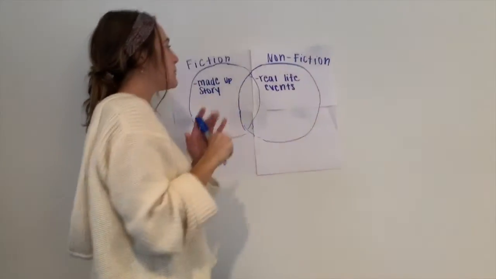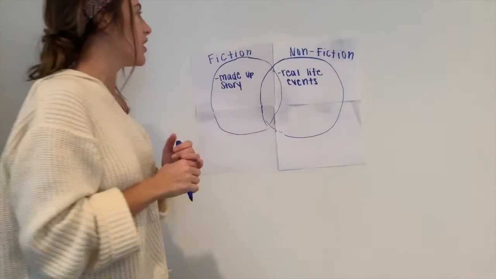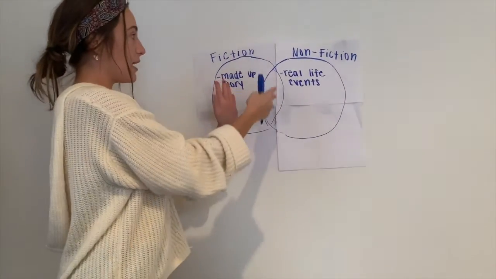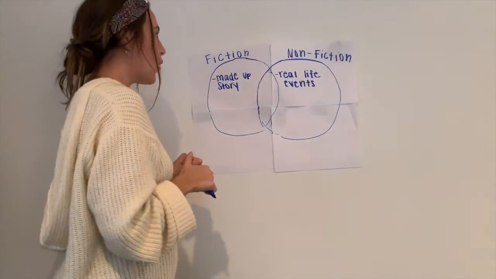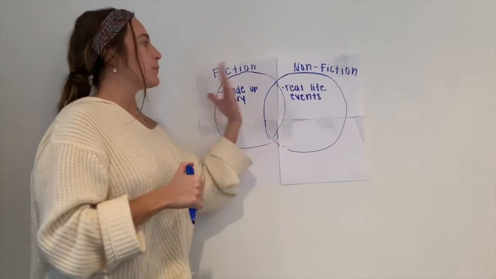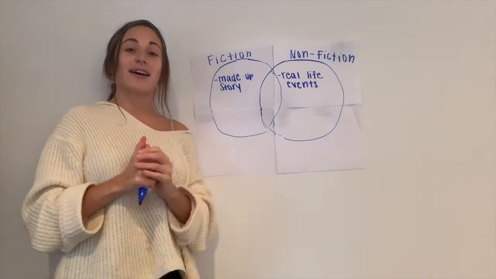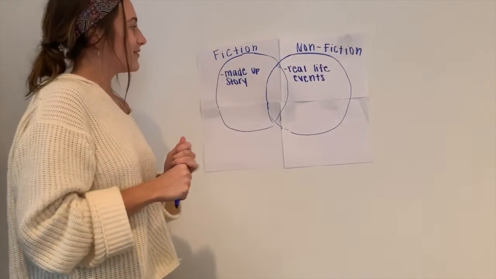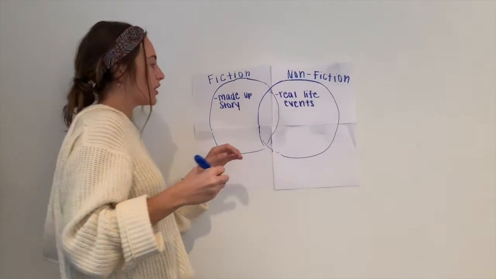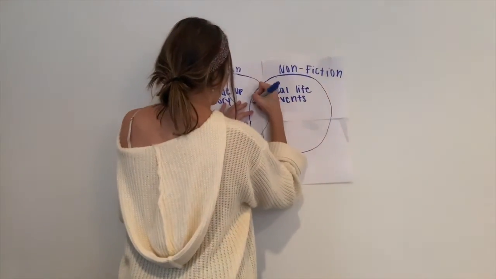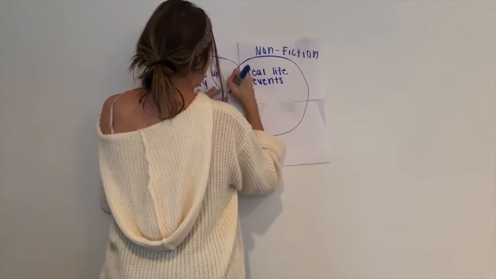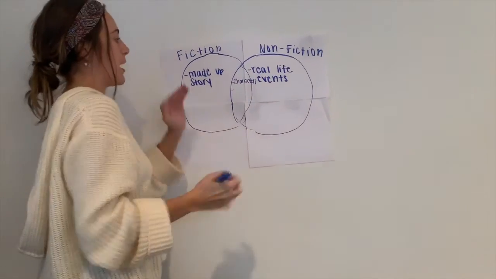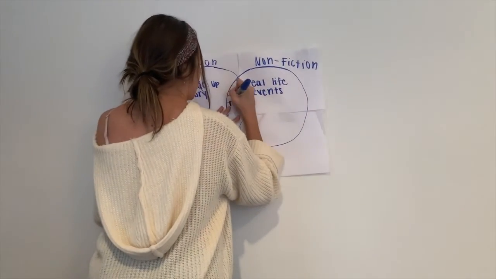Awesome. Now this one might be a little trickier because in the middle we're going to talk about the things that are the same in fiction and nonfiction. So does anyone have an example of what fiction has but maybe also nonfiction may have? Sam? They both have characters and they both have a problem and solution. Good. So we can talk about characters, and sometimes both texts have a problem and solution. So we're also going to put that in the middle.